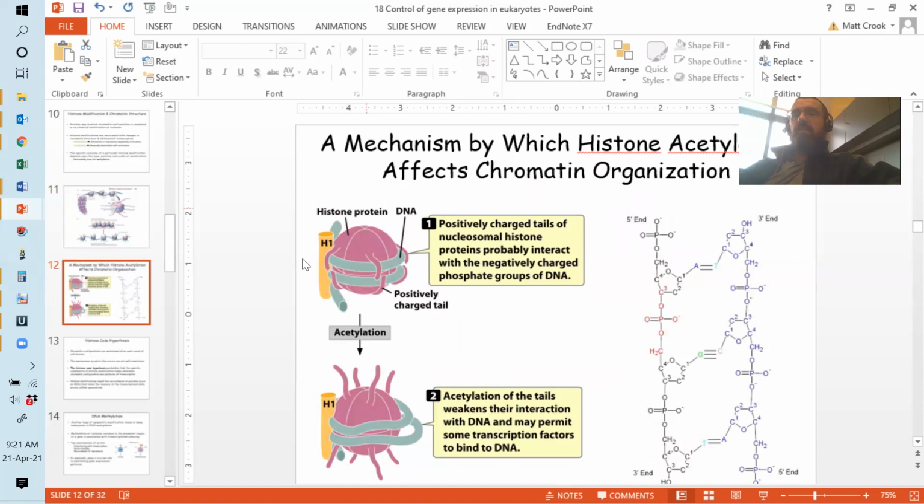And you can see here, this is basically the mechanism by which that works, right? If these tails are no longer positively charged or as positively charged, DNA is still wrapped around the histone proteins, but it's held much less tightly, right? Essentially, you have a weaker attraction between the neutral histones, or less positive, and the negative DNA backbone, which is wrapped around it. How about that? Does that make sense?